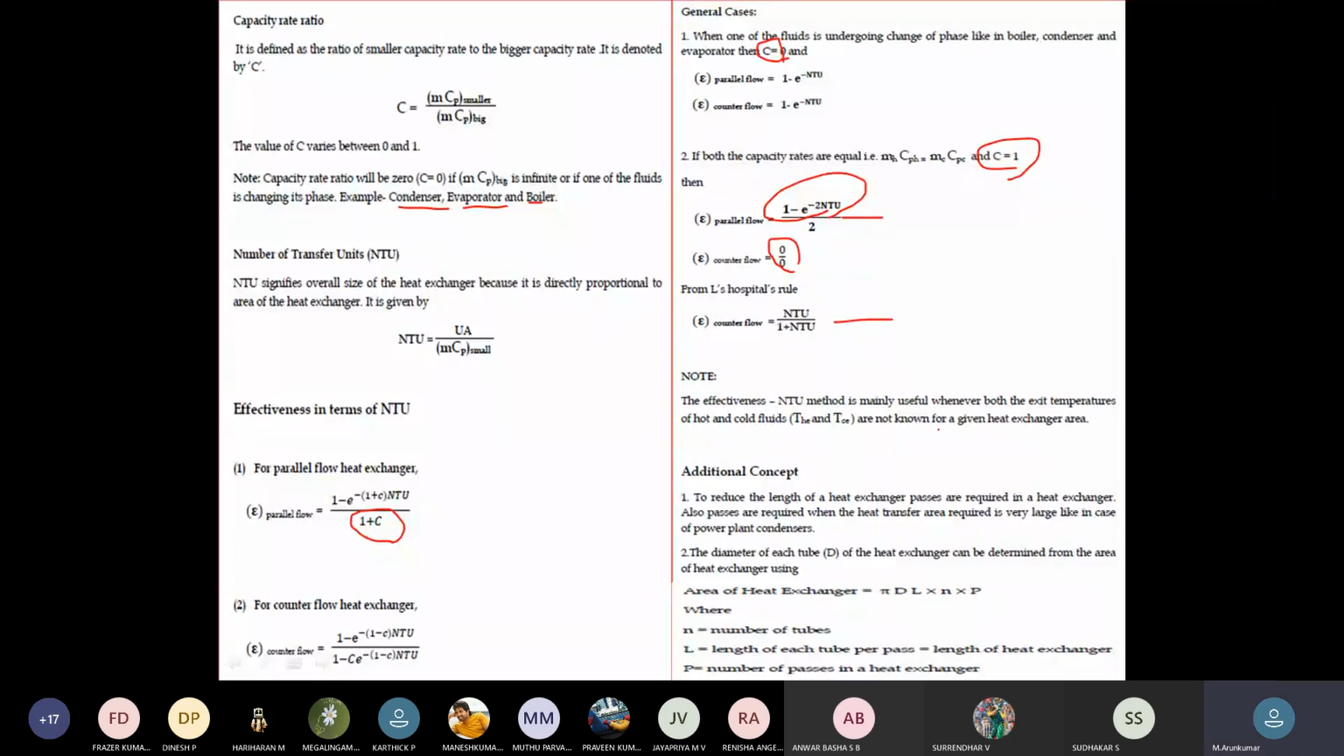Then the effectiveness NTU method is mainly used whenever both the exit temperatures of hot and cold fluids are not known for the given heat exchanger area. Right. So in some other cases, there may be situations without THE and TCE. If that is the case, we can use this NTU effectiveness method to design the heat exchanger area. Right. So there is some additional concept also.